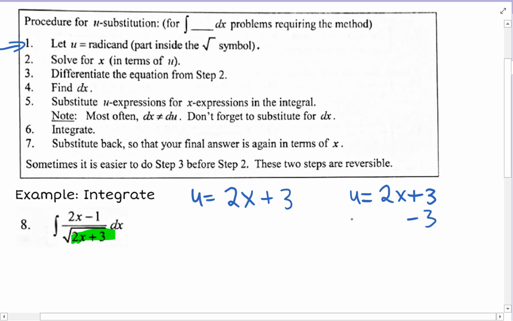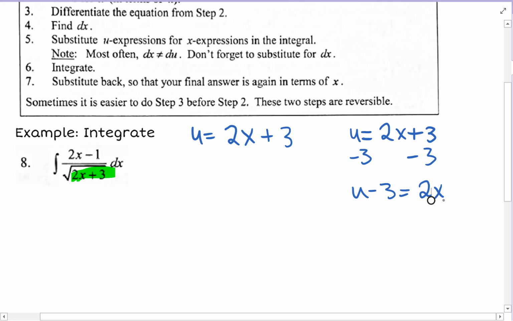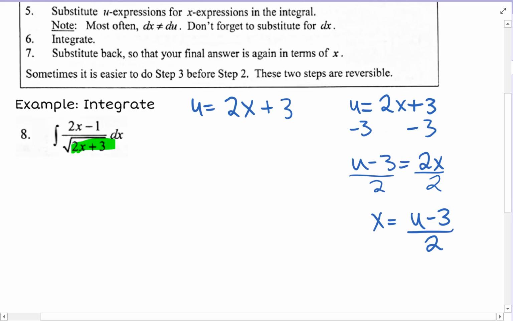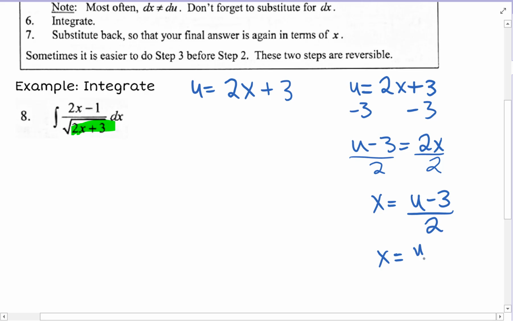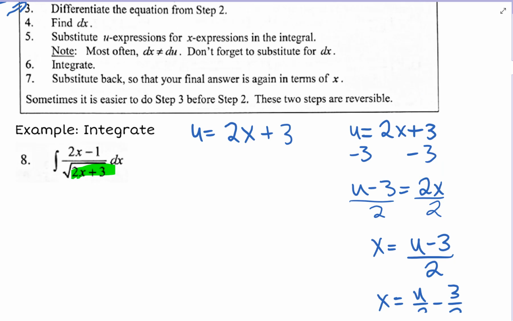Inverse operation, so subtract 3: u minus 3 is equal to 2x. We'll divide both sides by 2. x is equal to (u minus 3) divided by 2. You could also write that as u over 2 minus 3 over 2. Our next step is to differentiate the equation from step 2.